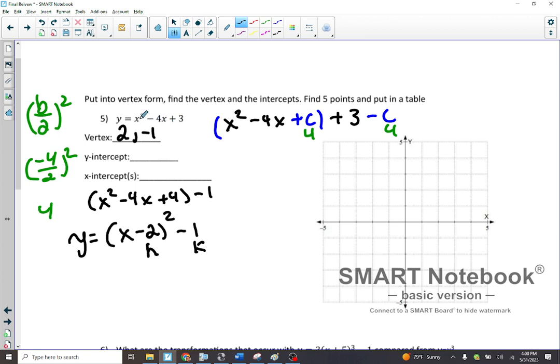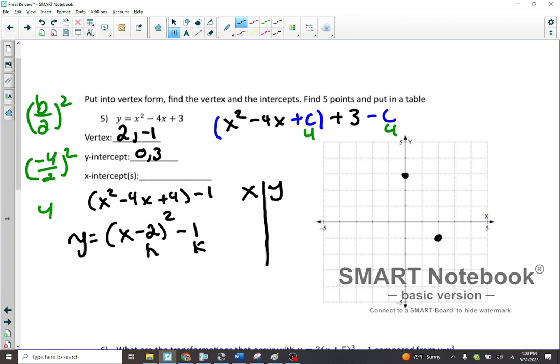The y-intercept, you could just plug in 0 into the equation. This would disappear, this would disappear. So it's just your c value, which is 0 comma 3. And your x-intercept is where it hits the x-axis. So in this case, let's just graph it a little bit. 2 comma negative 1. I know it's 0 comma 3. 1, 2, 3. And then, well, I was supposed to make a table, my fault.